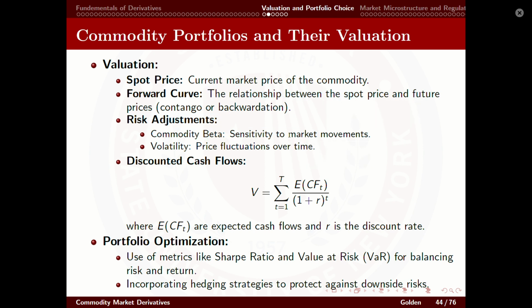There's commodity beta, which is the sensitivity of your portfolio to different commodity movements, how much risk there is. And there's volatility, how much prices fluctuate over time. Then to value the entire portfolio, you sum up, for each time period and each object in your portfolio, the expected cash flows discounted by the interest rates. This is the discounted cash flow analysis we talked about earlier in the class. You want to use metrics like Sharpe ratio and value at risk to balance risk and return.